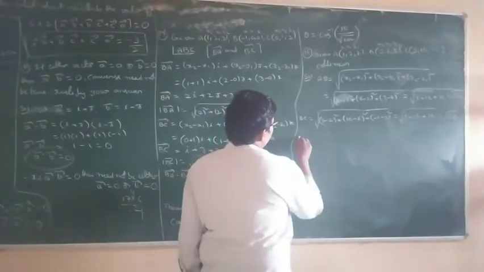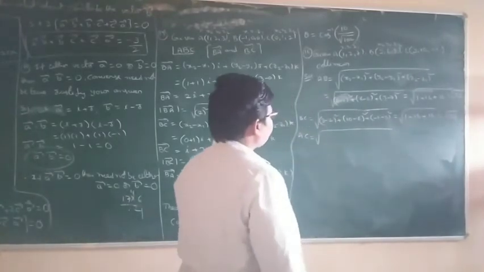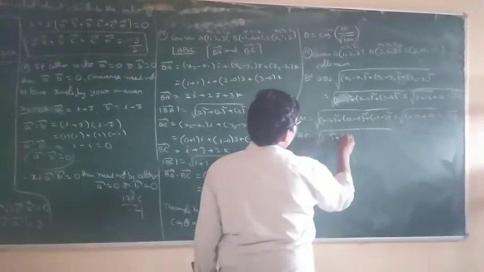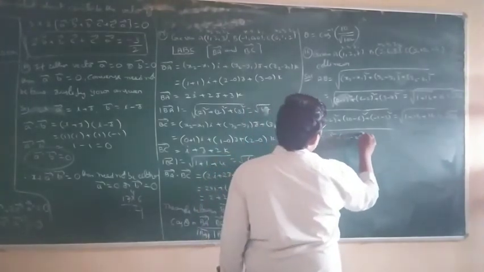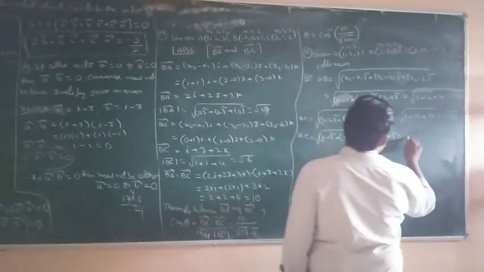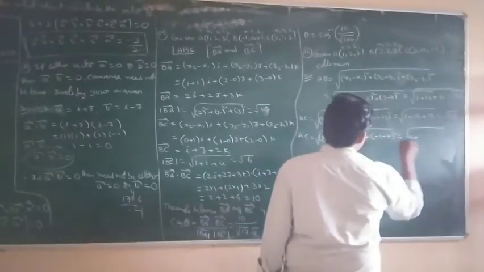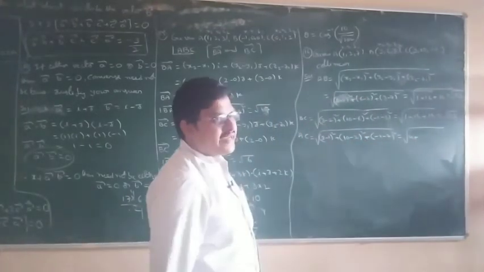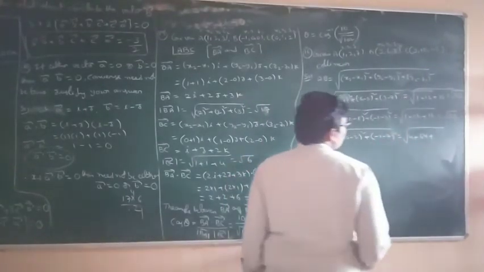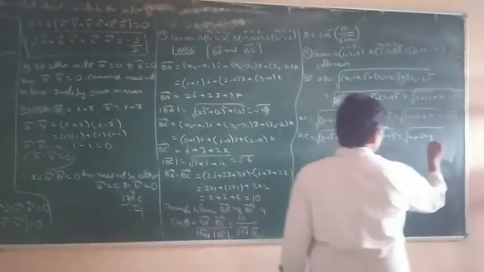AB, BC, AC or CA. So AC is equal to root of (3 minus 1) whole square plus (10 minus 2) whole square plus (minus 1 minus 7) whole square. 3 minus 1 whole square is 4. 10 minus 2 whole square is 8 square, 64. Plus minus 1 minus 7 is equal to minus 8. Minus 8 whole square is also 64.